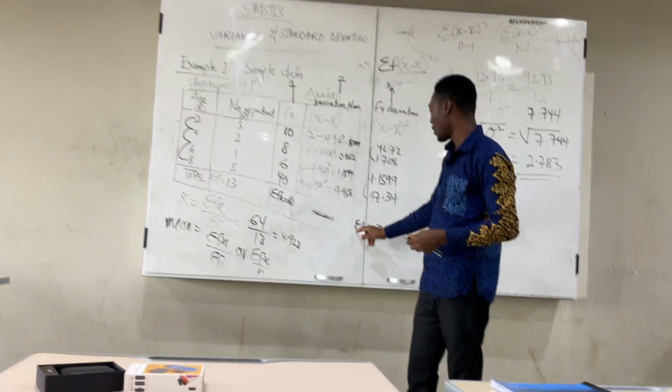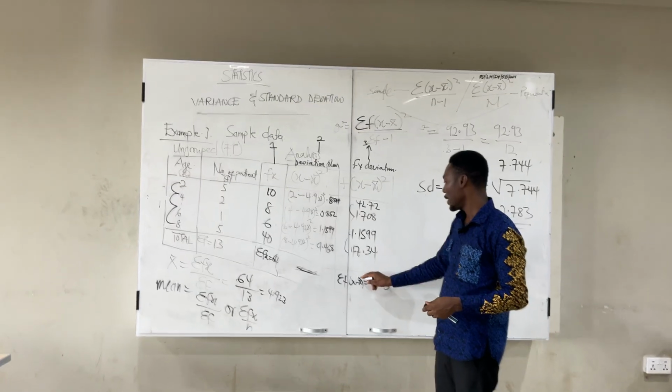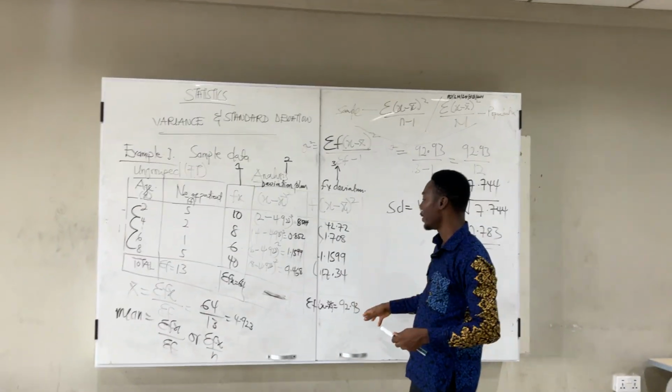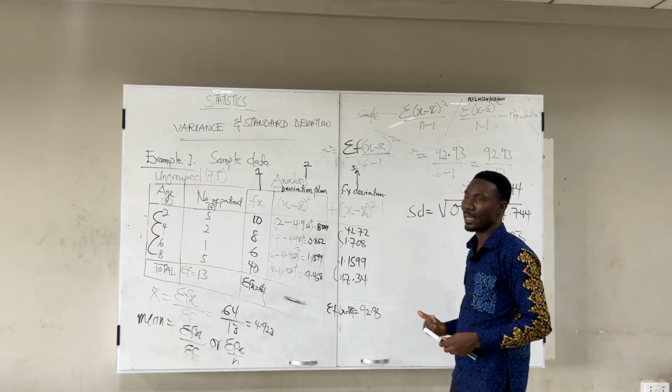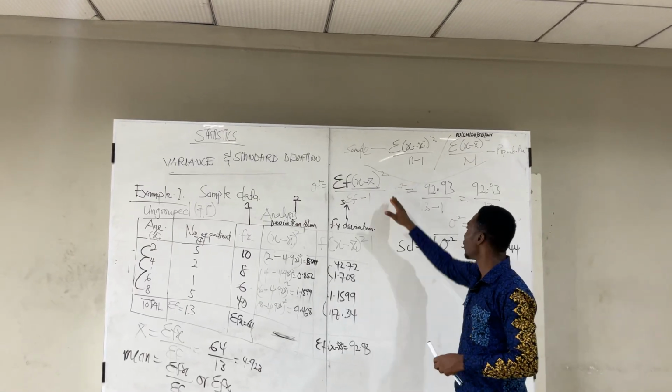You sum all of them up. Then you get the sum of f into bracket x minus the mean squared, which is 92.93. Now, after you've done this, it means you are halfway to getting the variance. Then you reference back to the variance formula.